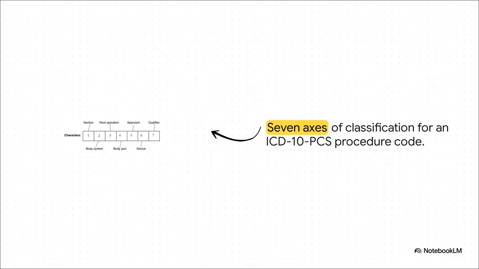Let's actually deconstruct one of these PCS procedure codes character by character, because this is where the system gets really elegant. Every single alphanumeric value tells a vital part of the surgical story. Character 1 is the section, like medical and surgical. Character 2 is the body system. Character 3 is the root operation, so think excision versus resection. Then we move on to the specific body part, the approach, like whether it was open or percutaneous, the device used, and finally, a qualifier. You are literally building a custom code from scratch to perfectly describe a surgery.